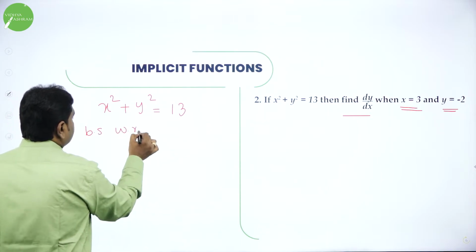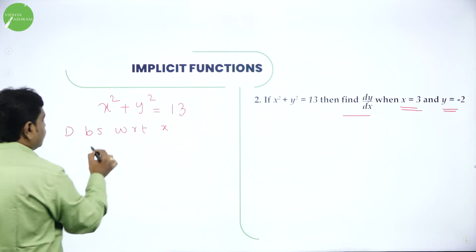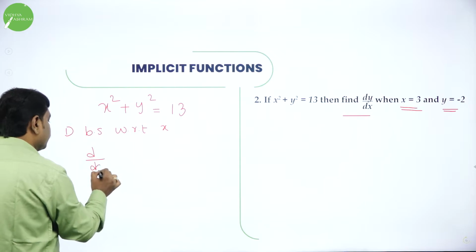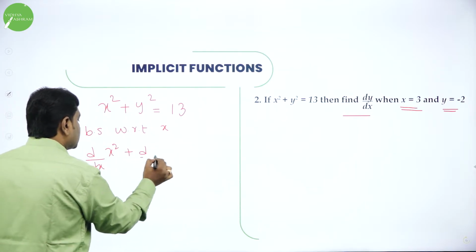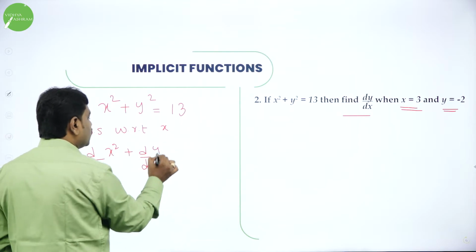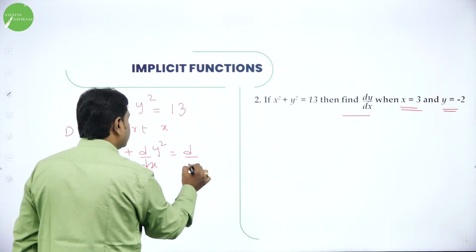Differentiate both sides with respect to what? X. Means apply d by dx. d by dx of the first term, that is x square. In between we have plus, put plus, d by dx of the second term. What is the second term? y square is equal to the RHS, d by dx of 13.